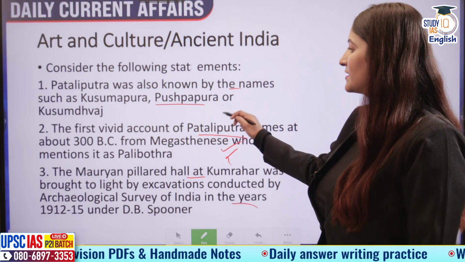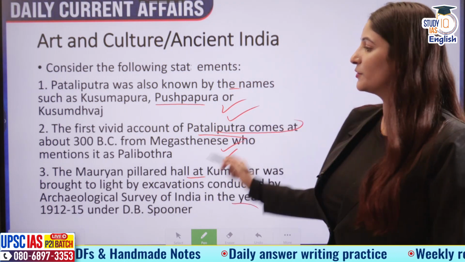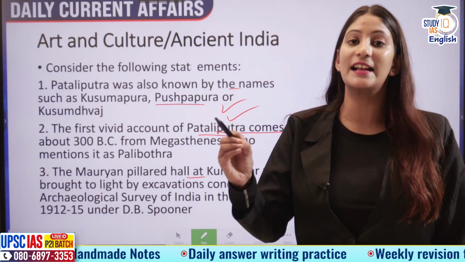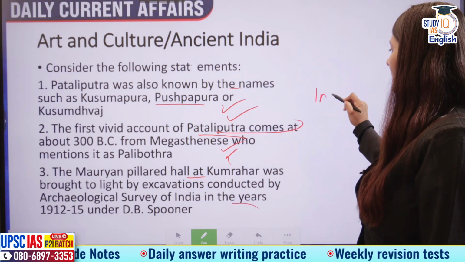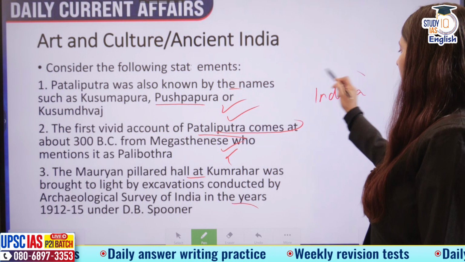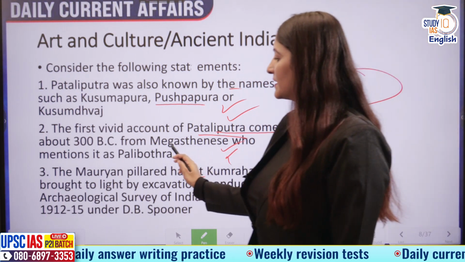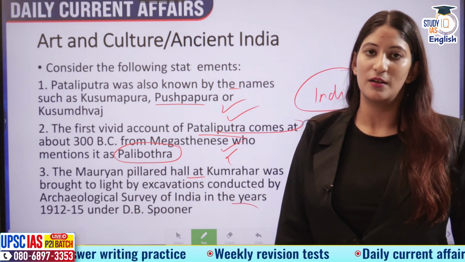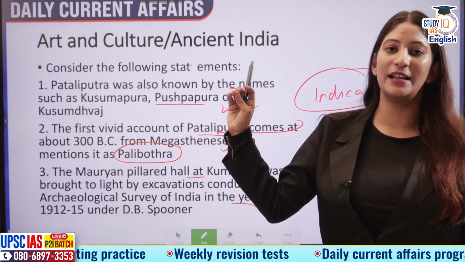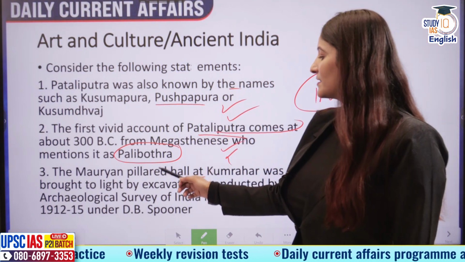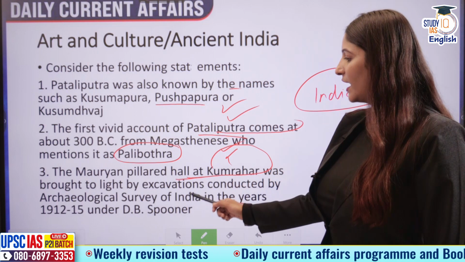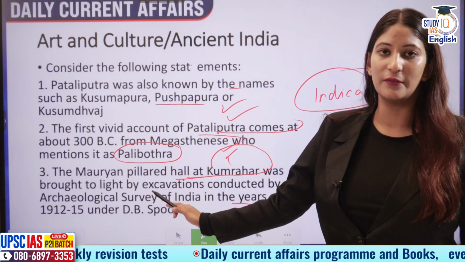So yes, the first is correct. The first vivid account of Patliputra comes from Megasthenes' Indica. He was a Greek ambassador in the court of Chandragupta Maurya, and he names it as Palibothra. Also, we found out about the 80-pillared hall, and it is in Kumrahar. The excavation was done in 1912 to 15 under D.B.